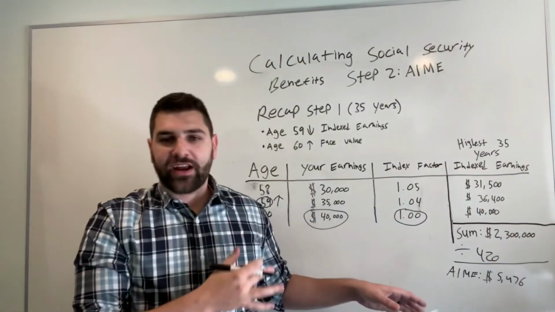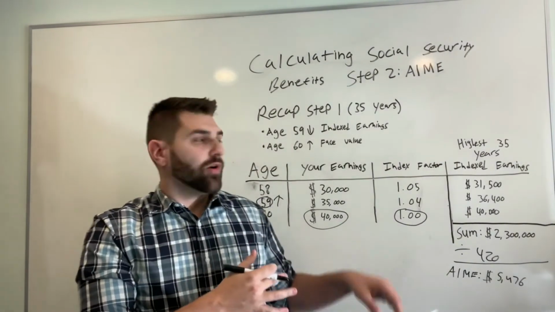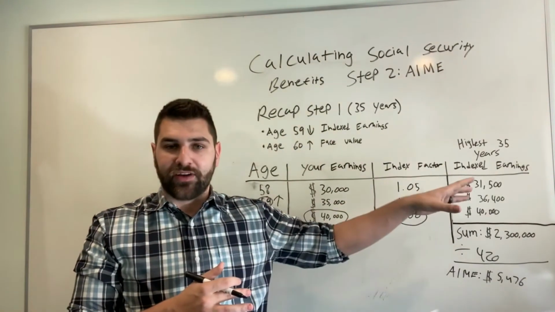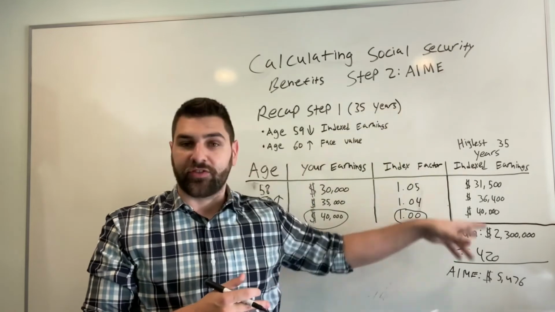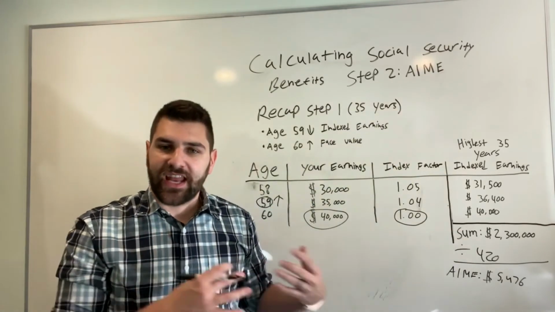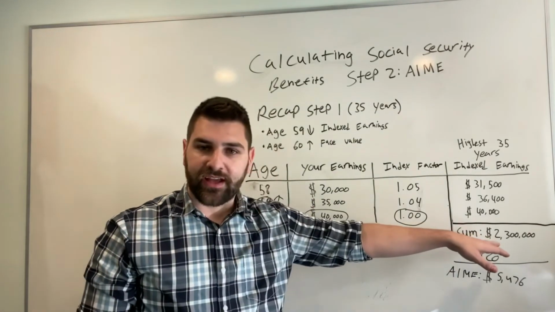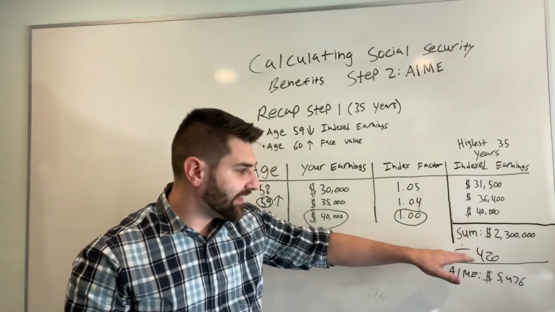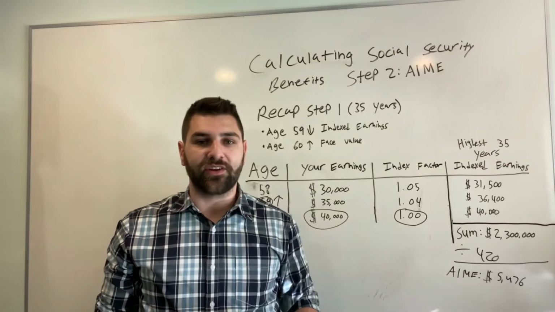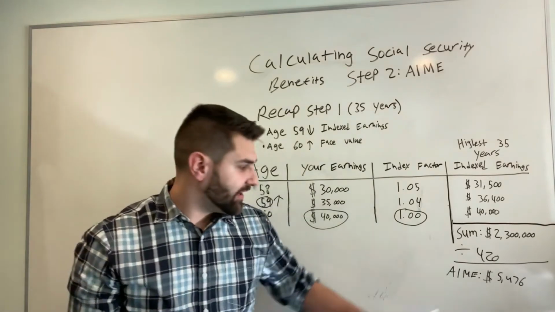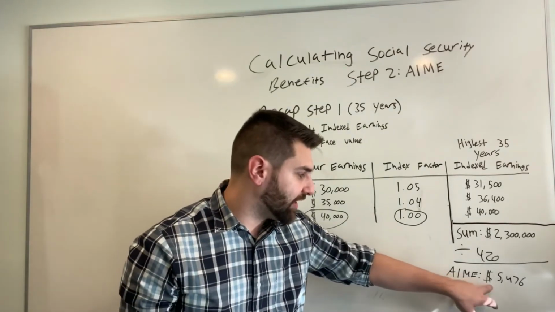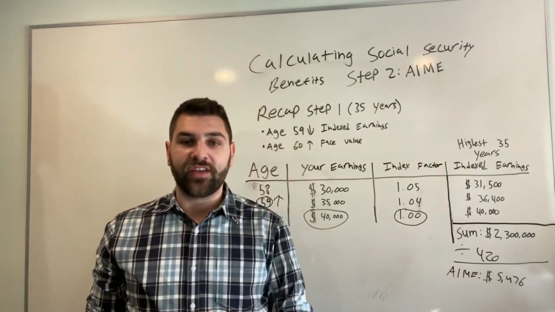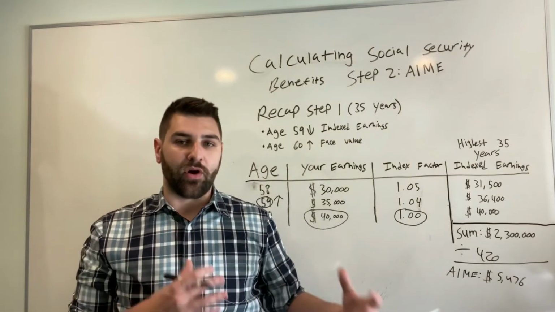So now you've figured out how to understand what years count in your high 35, how to get those years that you're going to sum up. And then the next step here is adding them all together and getting the sum of the highest 35 indexed years, and then dividing that by 420, again, the number of months in 35 years, to get your average index monthly earnings. Now, the average index monthly earnings is going to be very important for part 3.